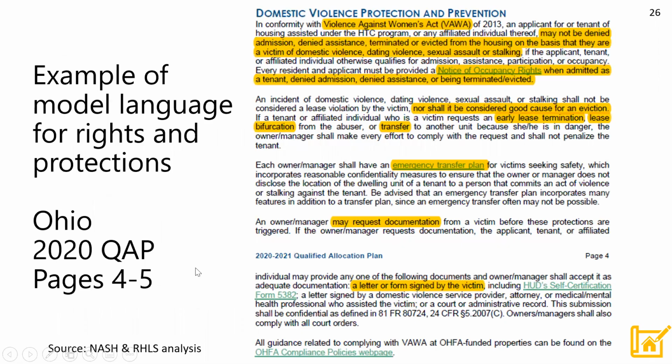Great. So now, if you're wondering how these things are spelled out in states' regulations documents, here's a good example of how to include all of the rights and protections language in either or both qualified allocation plans and compliance manuals. This specific example is from Ohio's 2020 Qualified Allocation Plan and includes all 6 of the protections on the previous list, which are highlighted here for you. And I'll give you a minute to read through as much as you can of those items highlighted.